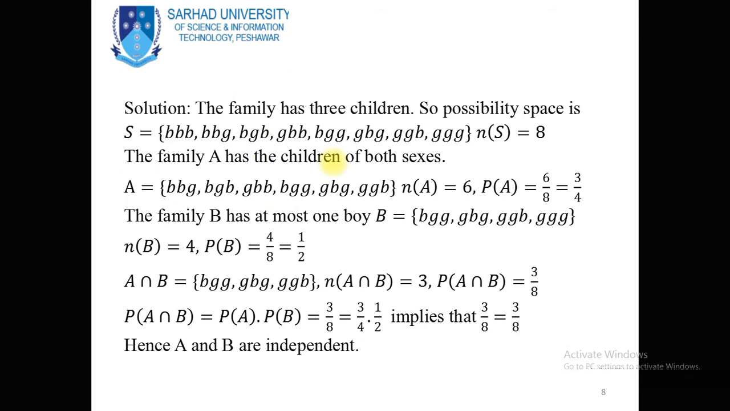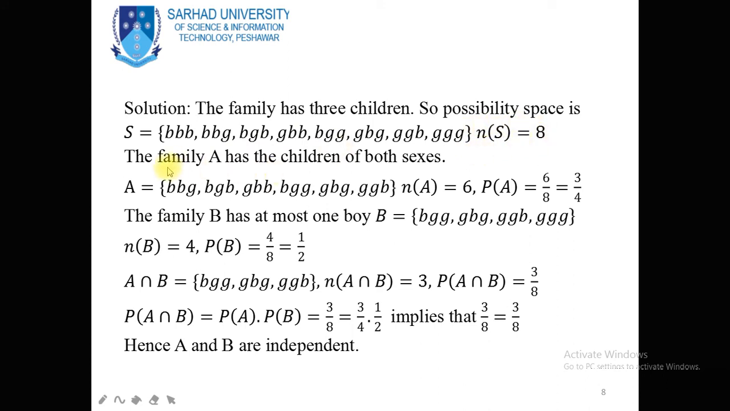Now for the solution, the family has 3 children, so the possible outcomes for the sample space will be BBB, BBG, BGB, GBB, BGG, GBG, GGB, and GGG, where B means boy and G means girl. So the number of outcomes in this sample space is equal to 8.